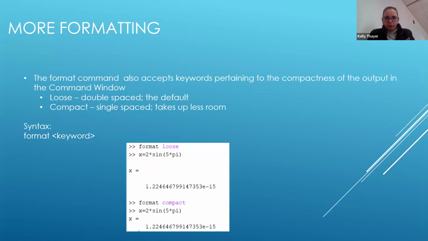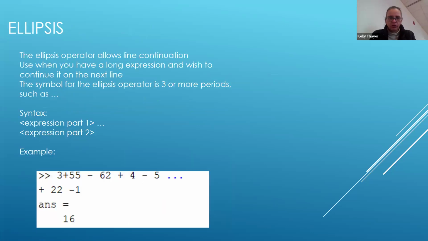The format command also accepts keywords pertaining to the compactness of the output. You might have noticed that it's kind of spread out, and the issue is that if you want to look at multiple lines simultaneously, you need to do a lot of scrolling to get through the white space, and you may find that unsatisfactory. So what we can do is just use format compact to switch that over. The loose is the default, and compact I find to be much nicer. That's really a matter of your personal choice, but I recommend the compact. The ellipsis operator allows line continuation. So if you have a long line and you want to go to the next line, you just put ... at the end, and you can continue typing on the next line.